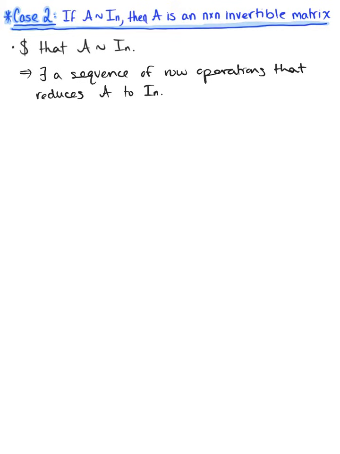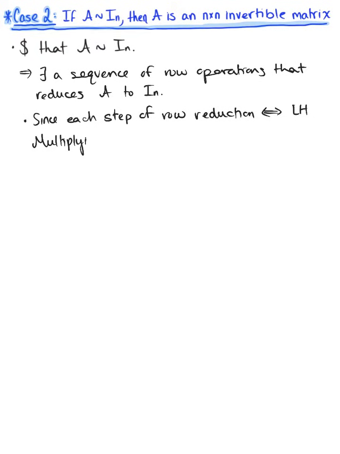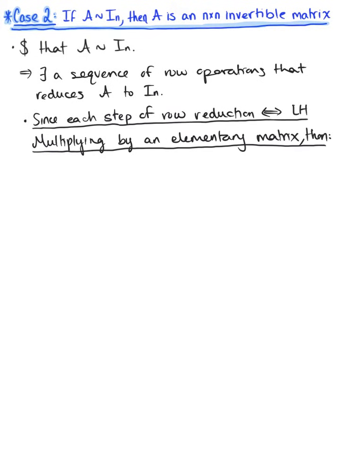So how can we think about this in terms of matrices? Well, we can say that since each step of row reduction is equivalent to left-hand multiplying by an elementary matrix, then there must exist elementary matrices that reduce A to the n by n identity matrix. So there must exist elementary matrices.